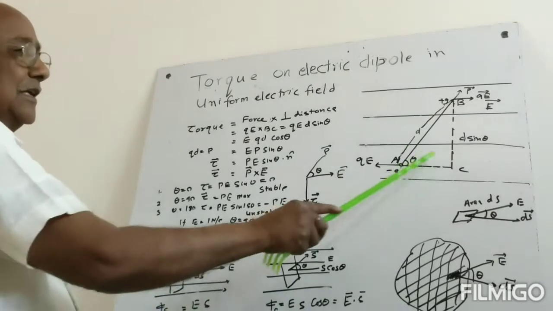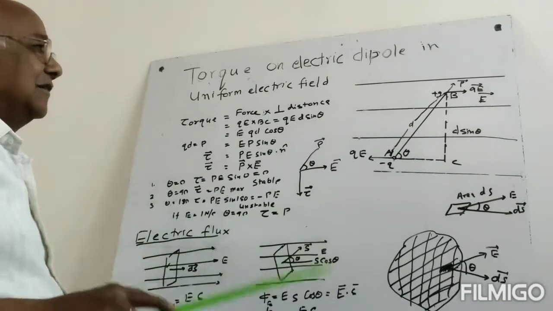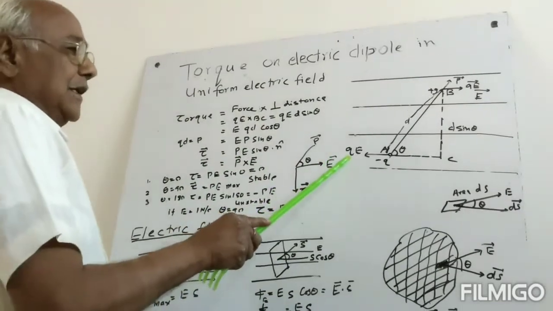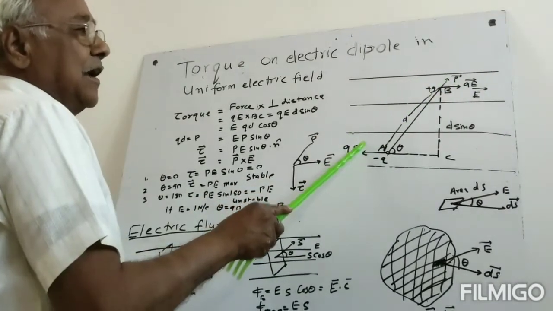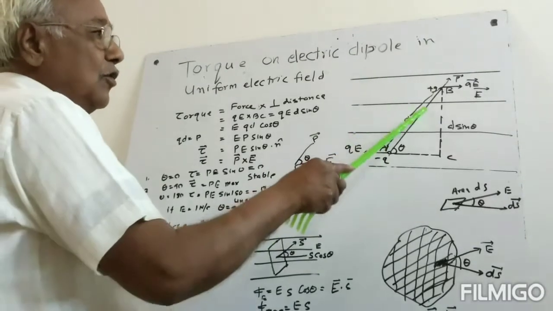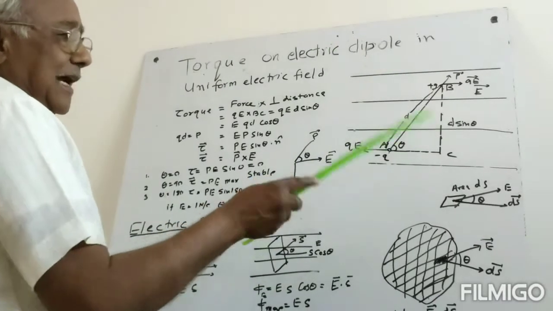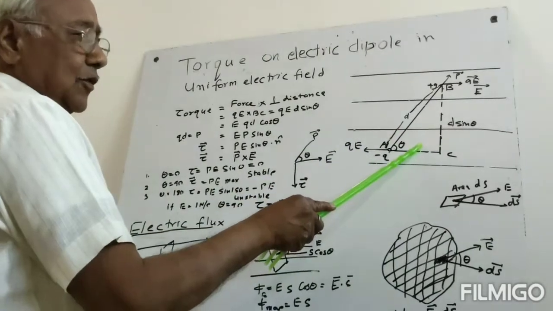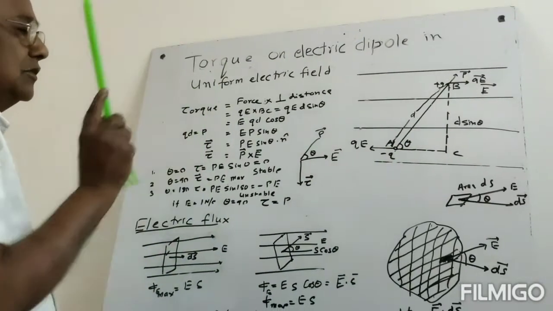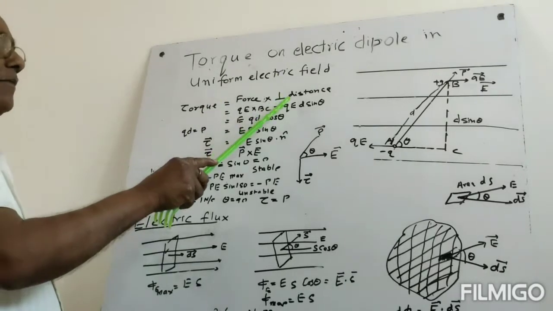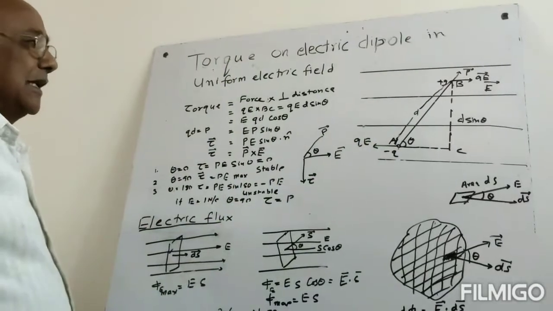The translation motion is only possible if the force exists on a particle. Now, since QE and QE, these two forces are in opposite direction, but they are at a distance. So this will try to rotate the dipole. The torque for this rotation can be calculated. Now, torque is equal to the force multiplied by perpendicular distance between the two forces which are in opposite direction.